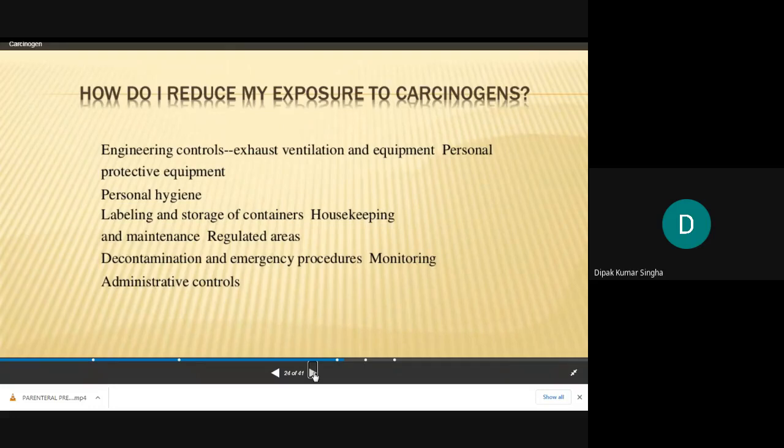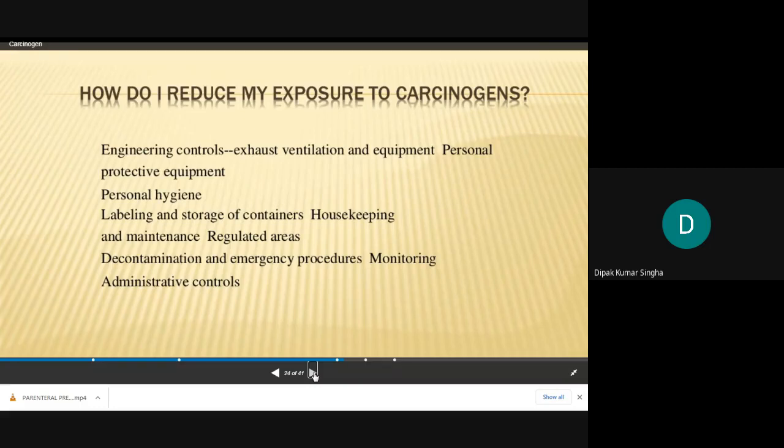Another is personal hygiene. You maintain your personal hygiene and use shielding agents, which can prevent cancer. Labeling and storage of containers, and housekeeping: materials which are carcinogenic should be labeled and not touched, and that way you can prevent exposure. And maintenance of regulated areas: where carcinogenic products are used, the area should be maintained and cleaned up properly, so cancers are minimized.